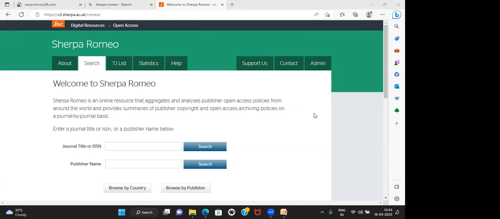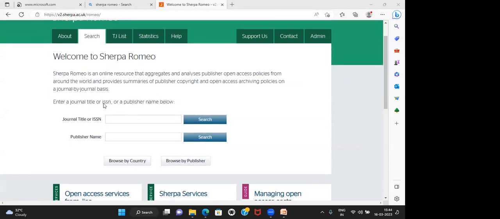So, you see, this is the landing page of the Sherpa Romeo website. Sherpa Romeo provides information about publishers' policies on journals. It summarizes the publisher's copyright and open access archiving policy on a journal by journal basis. This service was introduced by JISC, a UK based non-profit organization.